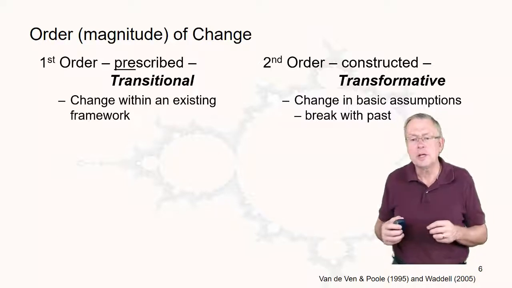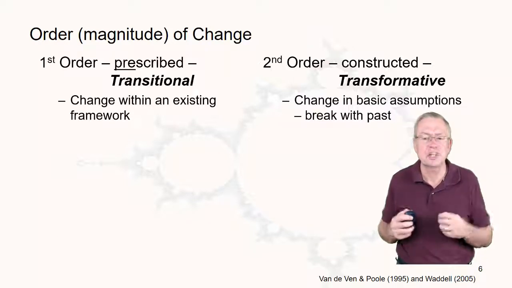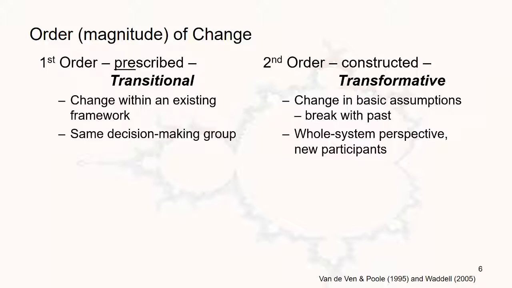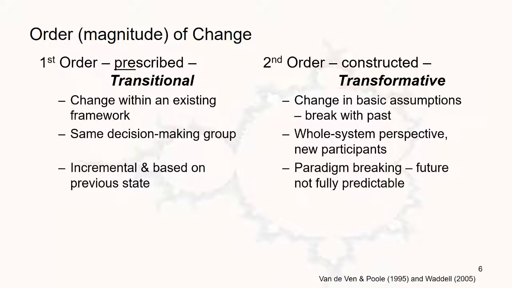The transformative, though, is you're working on changing basic assumptions that break with the past. The transitional uses the same decision-making group. There is some continuity and control over the group making the decisions. The transformative change is a whole systems perspective. There are new participants across the entire organization that are involved, oftentimes outside of your control, sometimes outside of your influence. The transitional is incremental and is really based upon the previous state becoming something different.